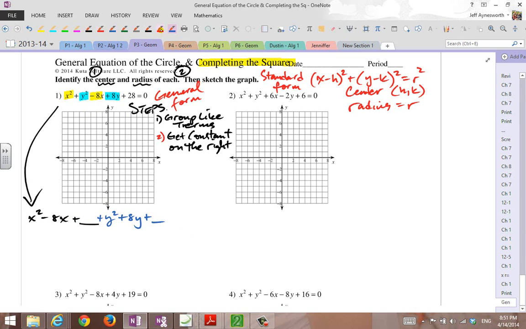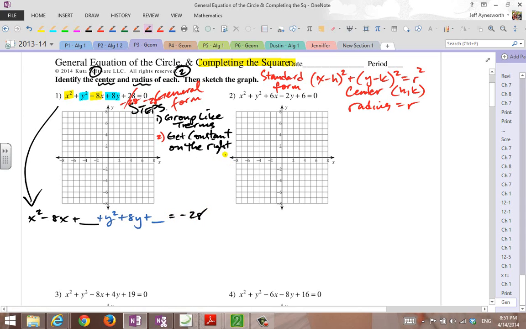Equals what? Well, let me see. I'm going to subtract 28 on both sides. Now the constant's not on the left side, it's on the right. You see a negative 28 right there? No problem. It's equal to negative 28. So I got the constant on the right. See that? It's on the right-hand side.